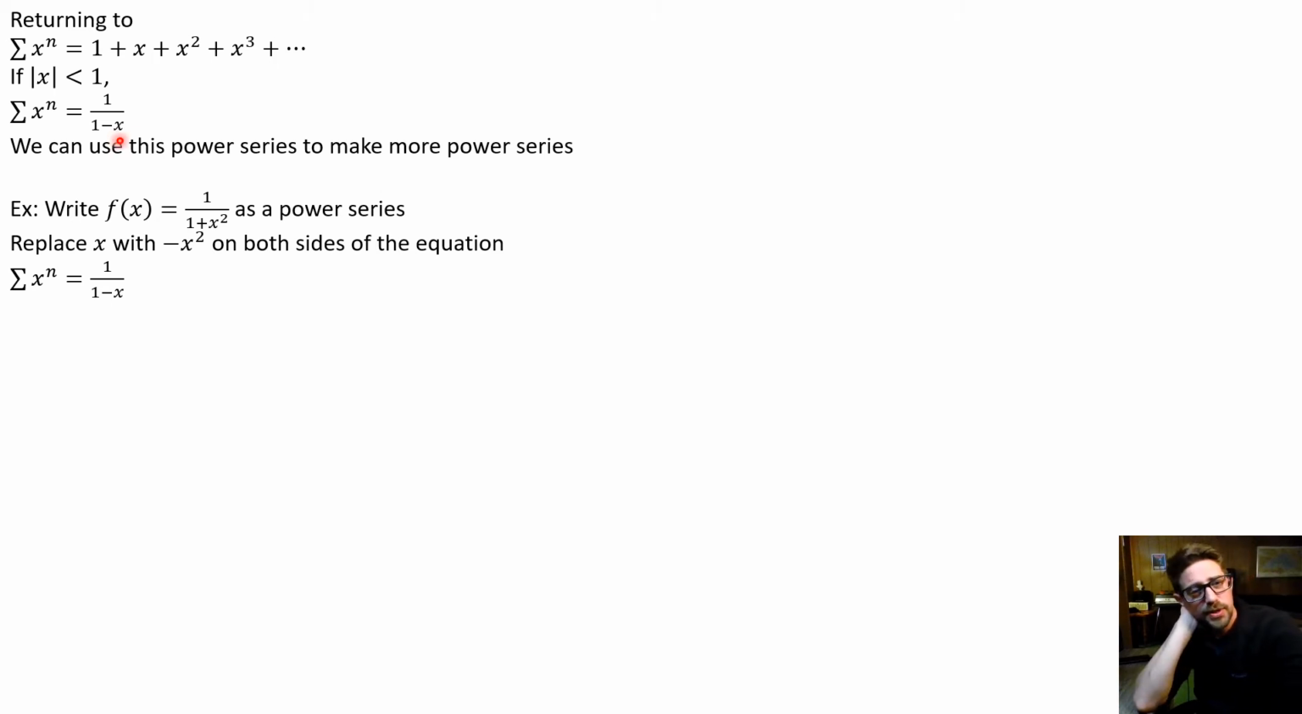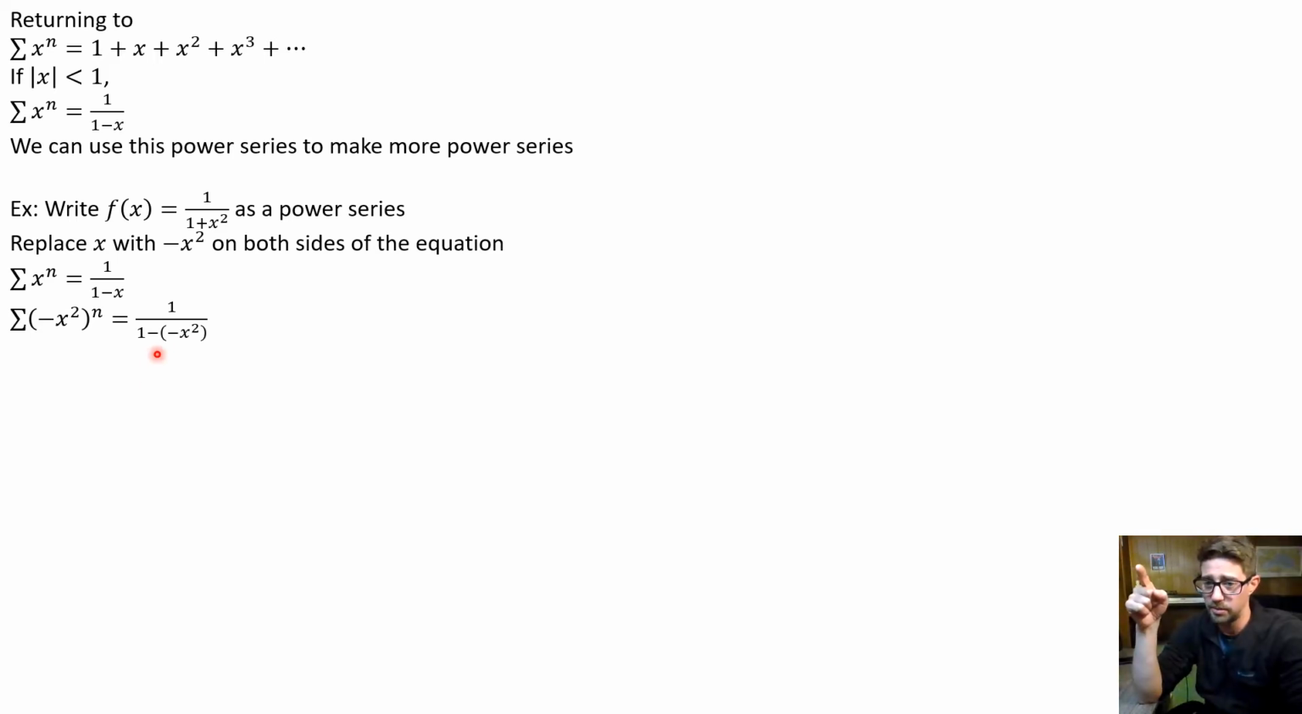So if I replace this x with a negative x squared, I get 1 over 1 minus negative x squared, or 1 plus x squared. So again, it almost seems too simple. You're just taking both sides of an equation and plugging something else in for x. So agree with me here that if you plug negative x squared into this thing, you get this thing, the thing that you want.